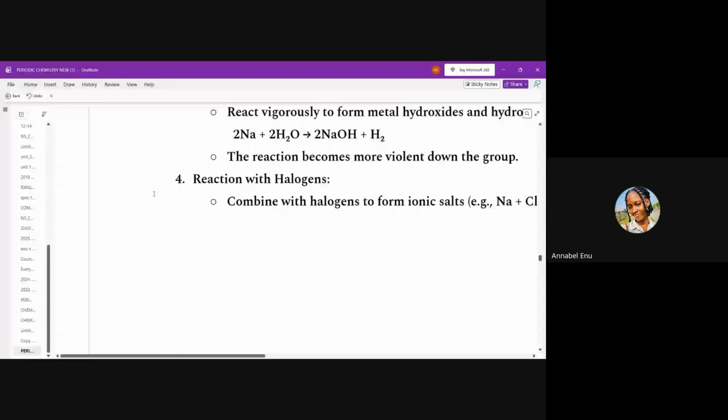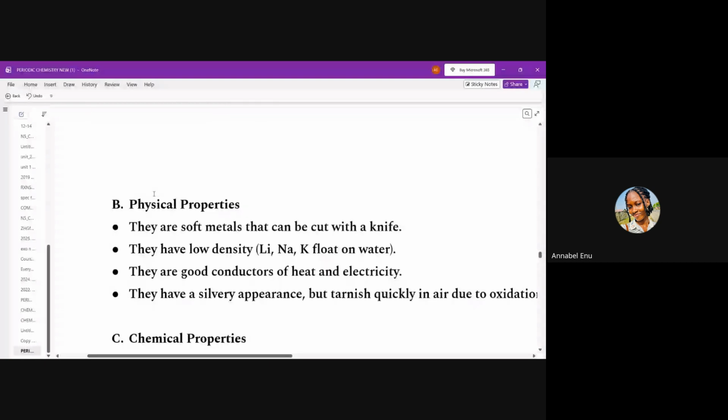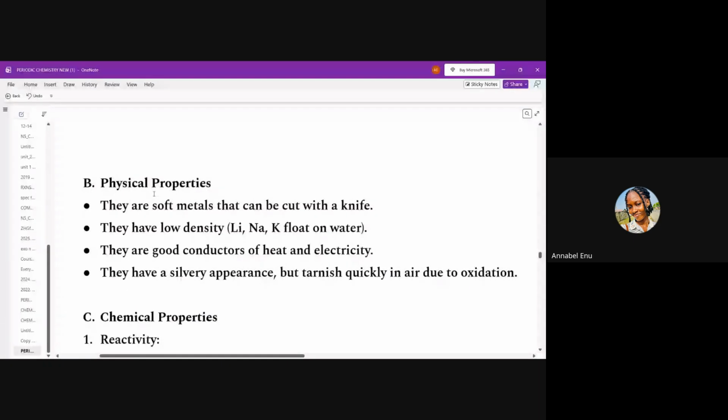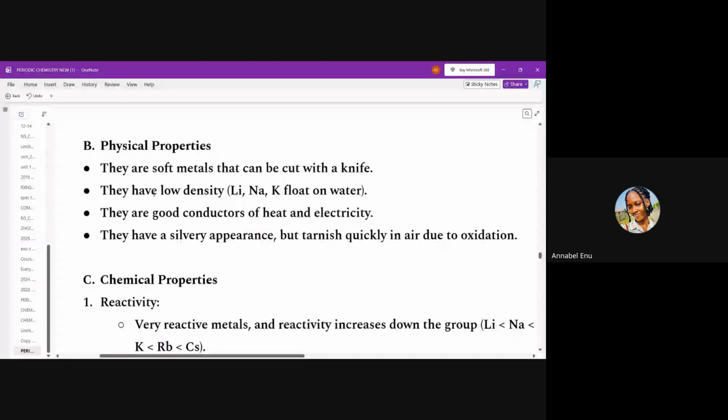Now these are some physical properties of metals in group 1 elements. Okay, they are soft. They have low density, that is, they are lighter than water. They are good conductors of heat and electricity because they are metals, right? They have a slippery appearance. When we talk about physical properties in chemistry, we talk about those properties you can see, feel, touch, smell.